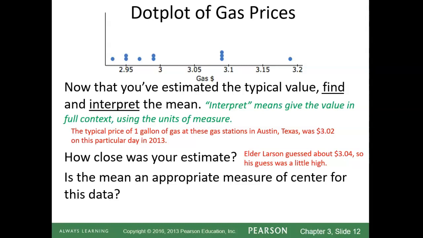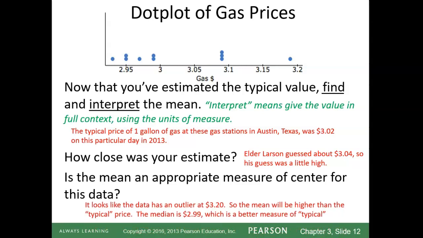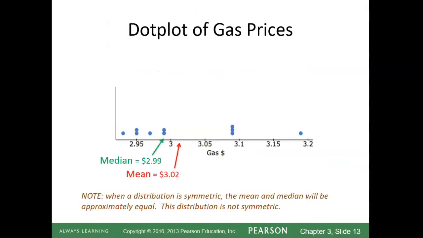Now, is the mean an appropriate measure for the center of this data? That's a loaded question. There might be an outlier there at close to $3.20. So the mean might be a little skewed because of that. The median is $2.99, which may be a little better measure, but to me, if I'm paying that much for gas, $2.99 or $3.02, not that much different. So don't get too excited about this at this point. This isn't a highly skewed distribution. It's just one where we only have 10 data points.